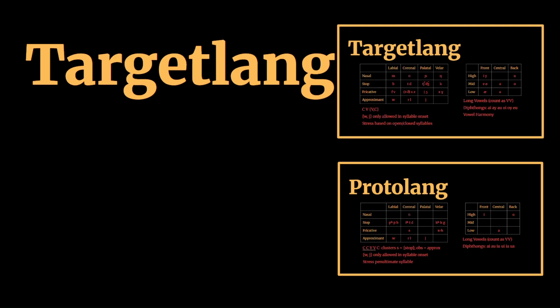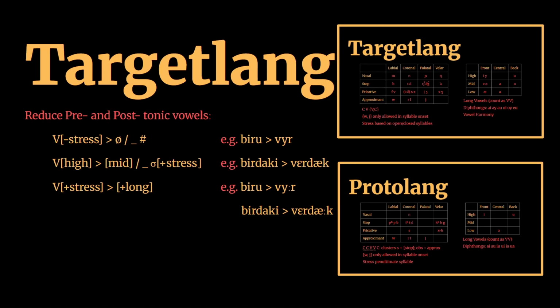The first thing I want to do is play around with that stress. We're going to reduce pre- and post-tonic vowels. We'll start by saying that any vowel that is unstressed and ends a word is simply deleted. Since we have penultimate stress, this means effectively any vowel that ends a word will be deleted. We'll also say that high vowels become mid when they precede a stressed vowel. This is going to be one of the first ways we can come up with of increasing our vowel inventory.